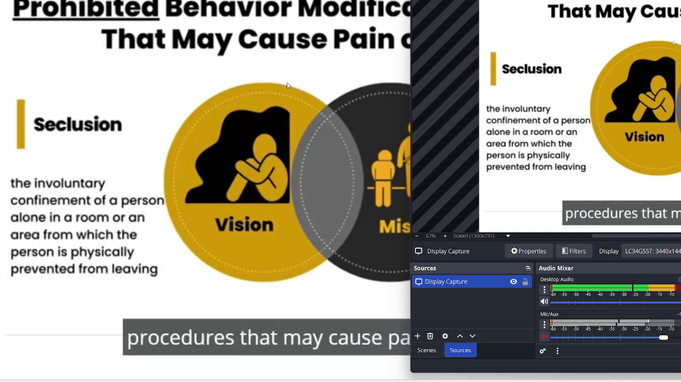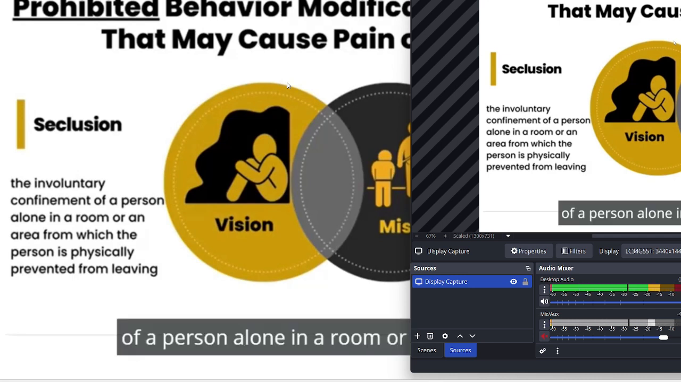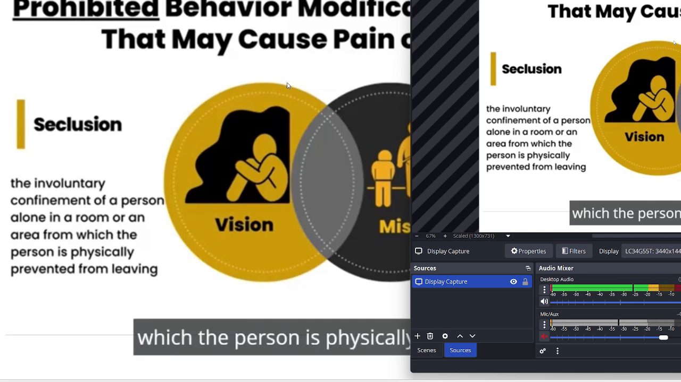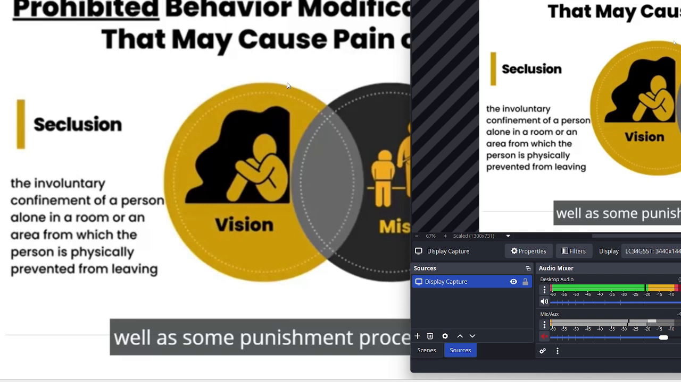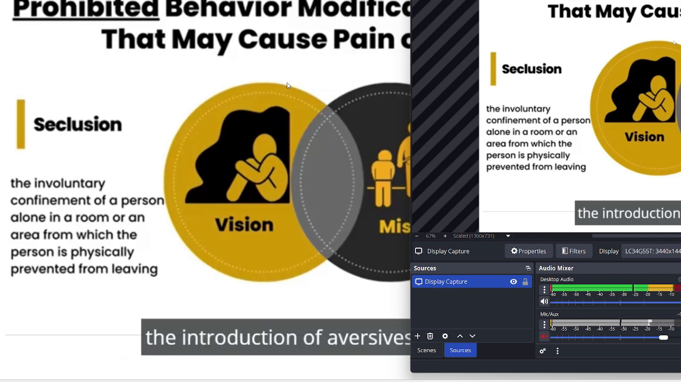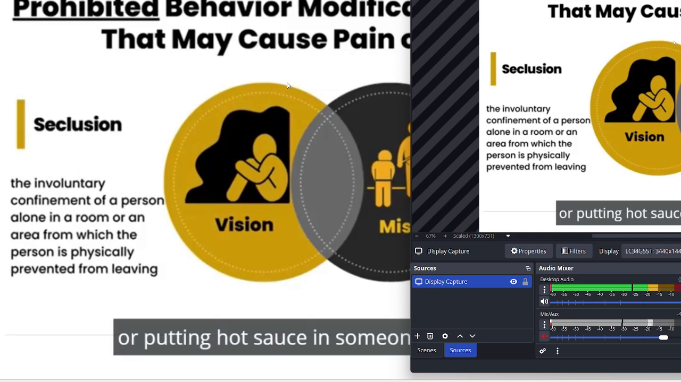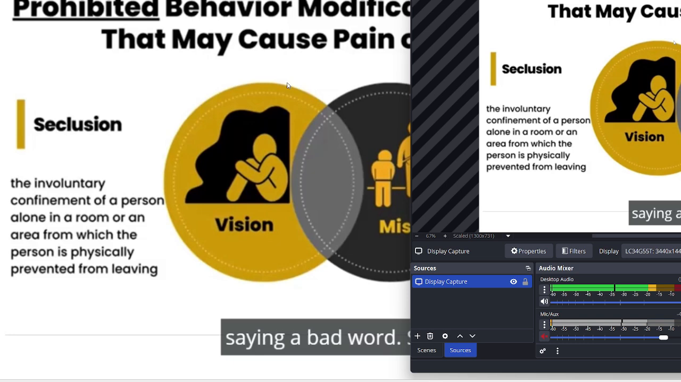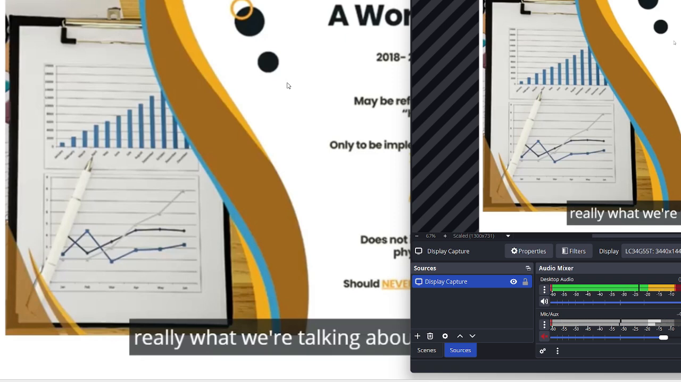Prohibited behavior modification procedures that may cause pain or trauma also include the use of seclusion, which is the involuntary confinement of a person alone in a room or an area from which the person is physically prevented from leaving, as well as some punishment procedures such as the introduction of aversives like water spraying, yelling loudly, or say putting hot sauce in someone's mouth for saying a bad word. So really what we're talking about is only the review potentially of physical restraint.